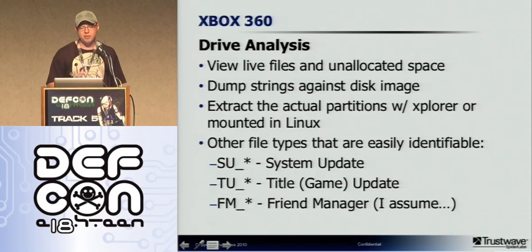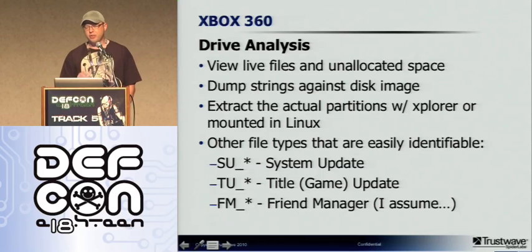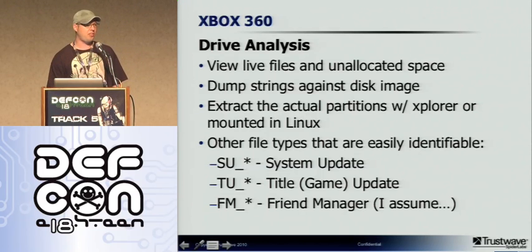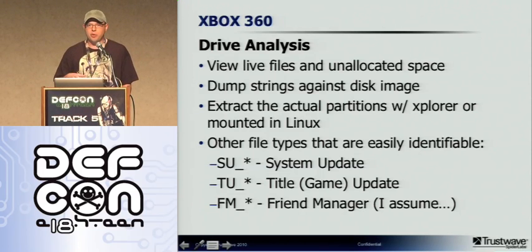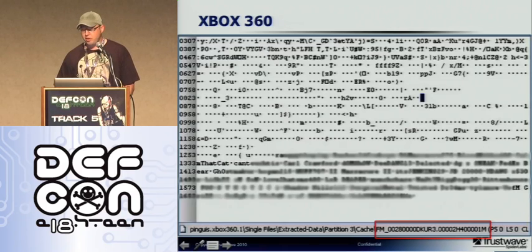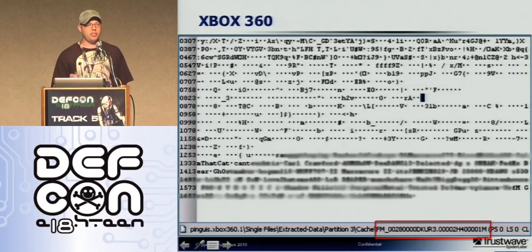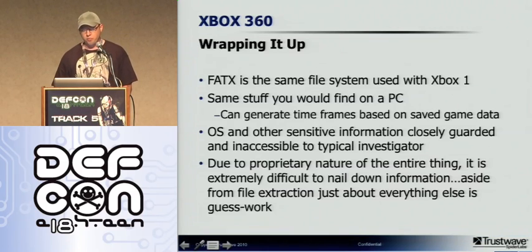Some of the file types are easily identifiable. Again, there's no scientific documentation on this stuff, so there's really no way to confirm it, but we could make a good guess. SU, system update, title update, and FM, friend manager, I presume. Here we have a screenshot. I've blurred it all out, but it's just a list of gamer tags. Again, you could look it up and validate, you can say, oh, these are this person's friends.